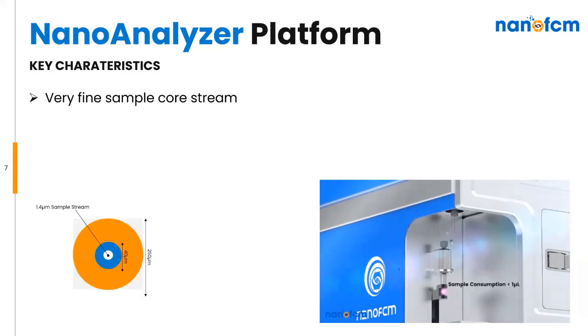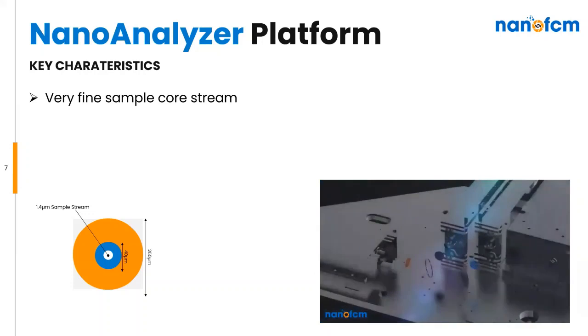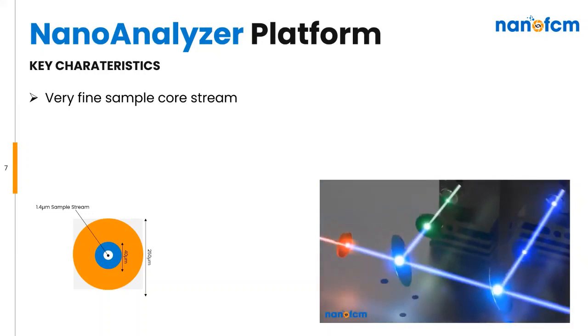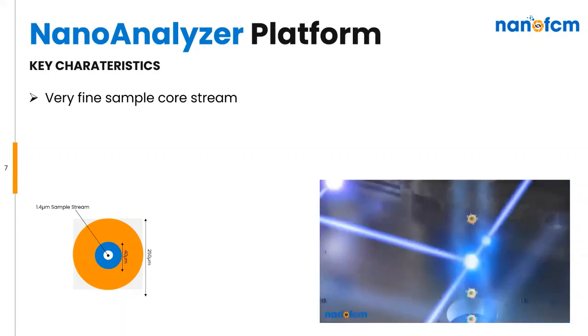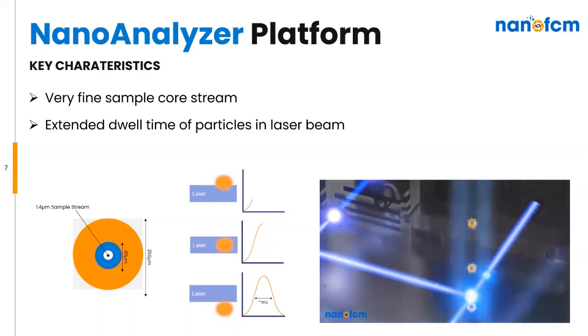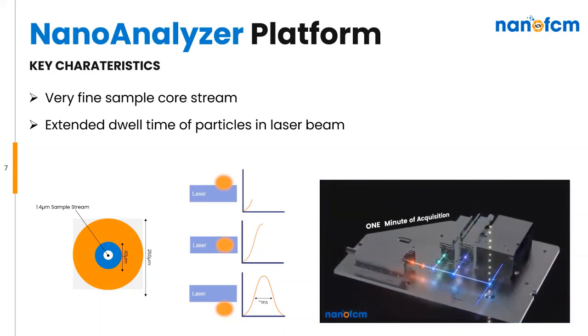So in the NanoAnalyzer, the sample fluid is hydrodynamically focused to a very fine stream, approximately 1.4 micrometers, via the gravitationally fed sheath fluid. And this ensures individual particle measurement and prevents swarming from happening. So the transit time of the nanoparticles passing through the laser is extended to milliseconds, and this leads to a longer dwell time and increased photon generation for detection by our detectors.